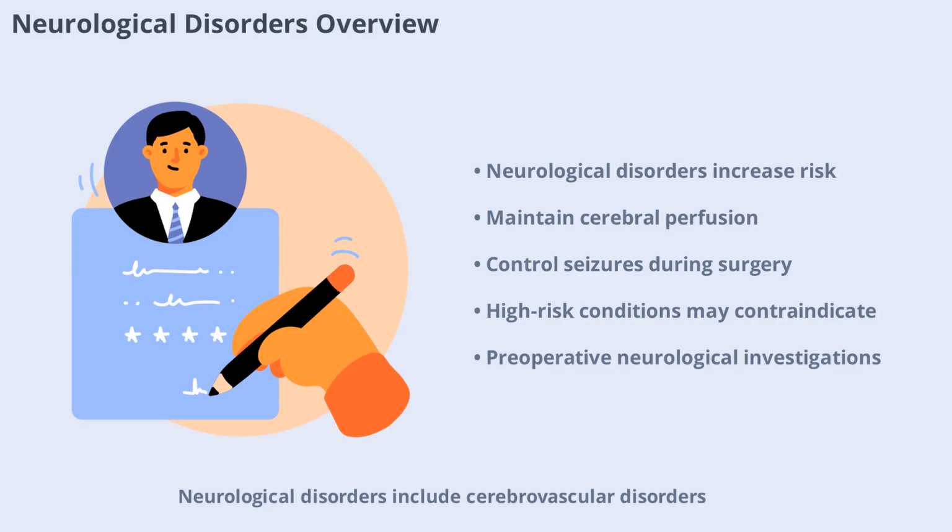Neurological disorders include cerebrovascular disorders, seizure disorders, chronic respiratory disorders, and head injury. Maintaining adequate cerebral perfusion and controlling seizures are key concerns. Patients with cerebellar infarcts, aneurysms, and arteriovenous malformations are high risk and may be contraindicated for surgery. Preoperative investigations include skull radiographs, CT, MRI, EEG, and liver function tests.